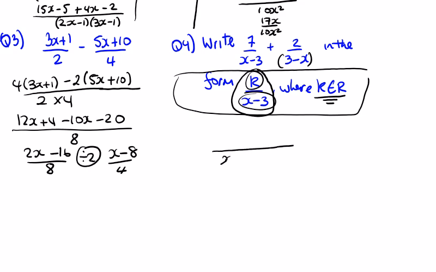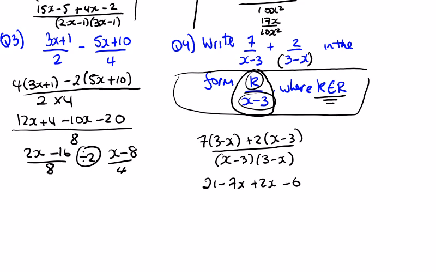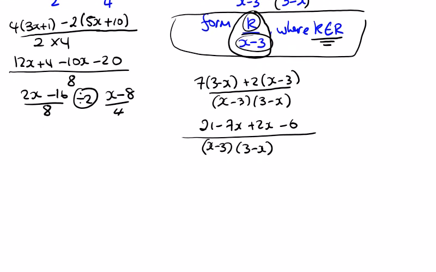So on the bottom, x minus 3 by 3 minus x. On top, we have 7 by 3 minus x plus 2 by x minus 3. 21 minus 7x plus 2x minus 6 over x minus 3 by 3 minus x. So what's that going to give me on top? 21 minus 6 is 15. And minus 7 plus 2 is minus 5x over x minus 3 by 3 minus x.